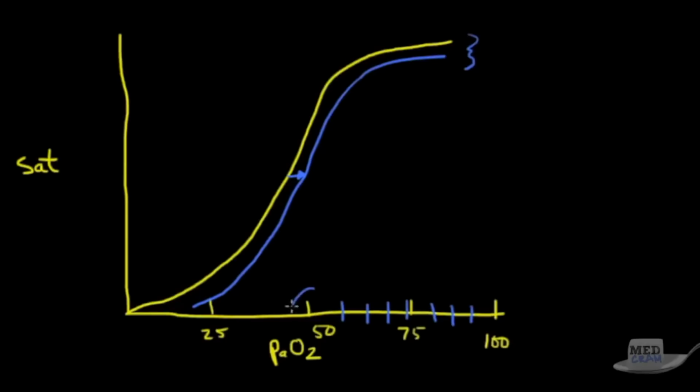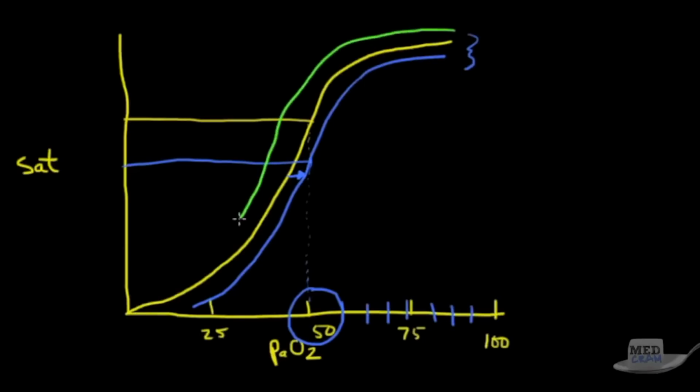And why is that? Because at any given PO2, let's say 50 in this case, you'll see that the blue hemoglobin binding curve has a lower saturation than the yellow hemoglobin binding curve. And so the blue hemoglobin binding curve is more apt to be less saturated at a given PO2 than the yellow one. That's important because this thing is shifting back and forth as it goes through the bloodstream, depending on where it is. So this is something that you should know.